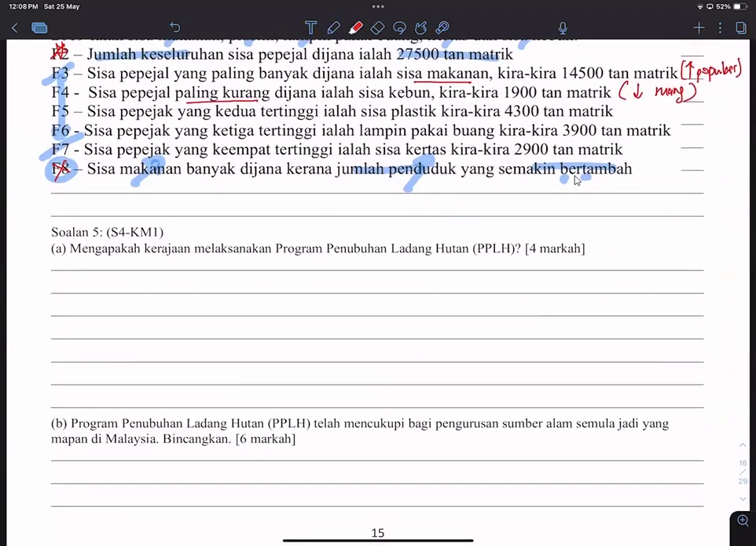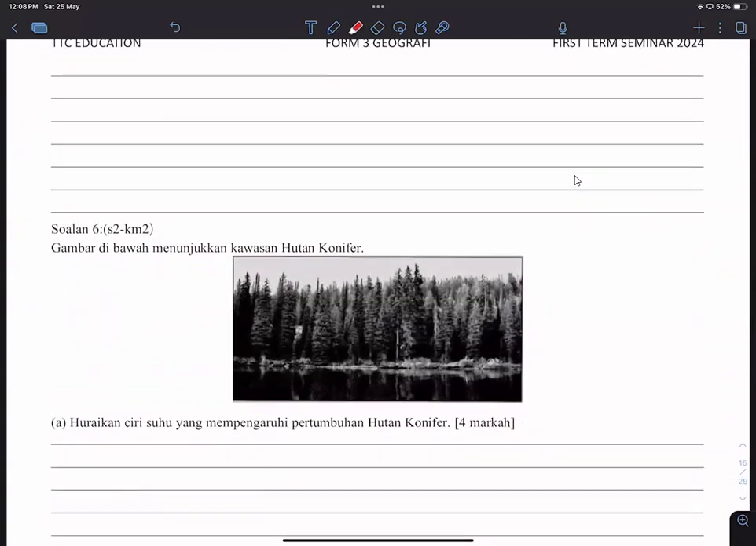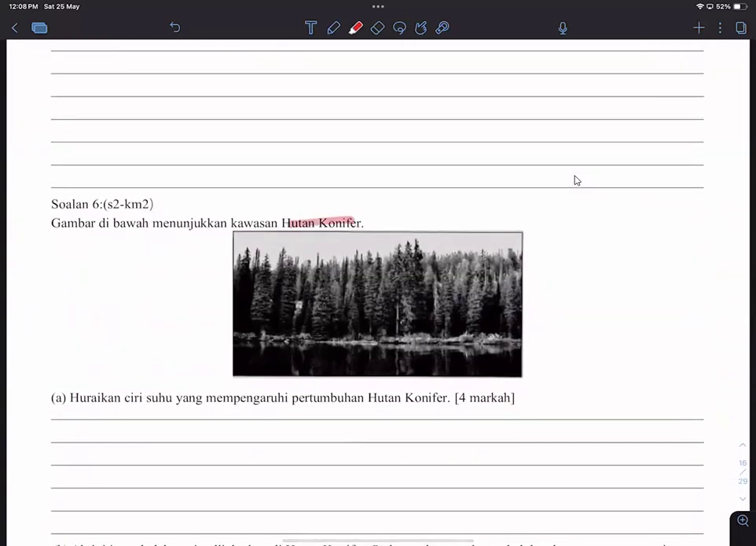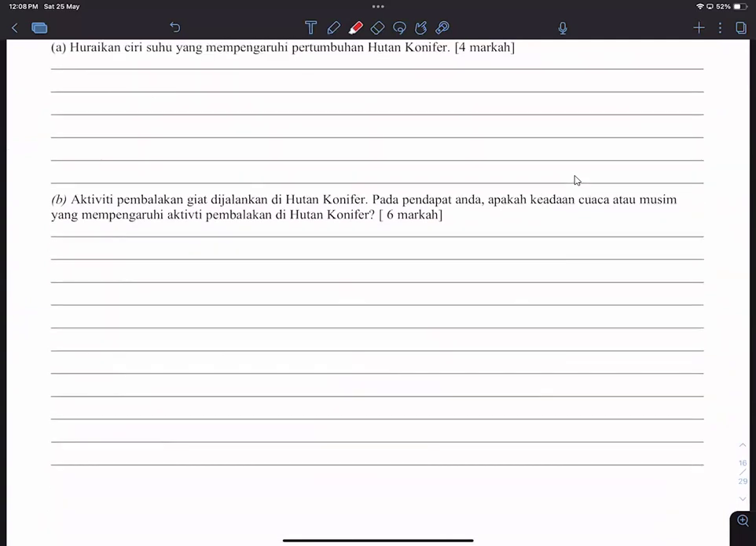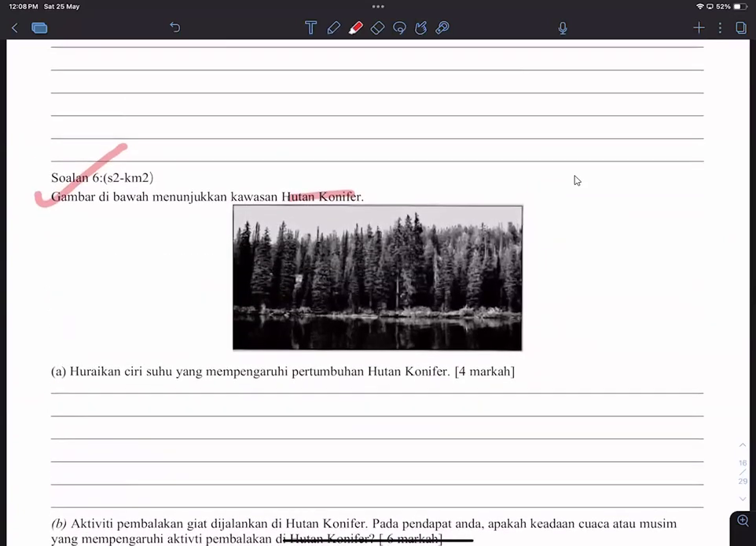Okay. Hutan conifer, please try soalan 6. Answer is within behind. Any questions, just WhatsApp me. Yeah, I'll jot down my phone contact number first. 012-2170-884. In case you have any questions to ask me.